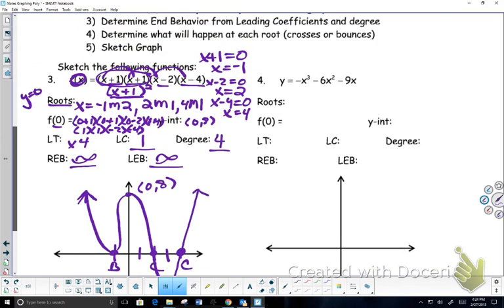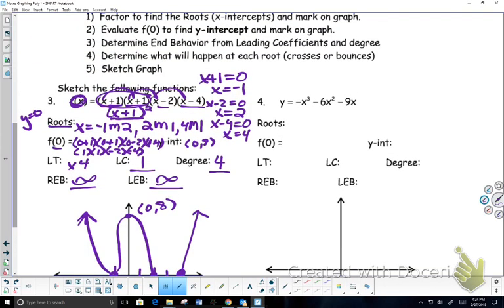So let's look at the next one. That first one was factored for us. You'll notice this next one is not factored for us. I'm going to factor out a negative x. So that's going to leave me with x squared minus 6x plus 9. This right here, I'm going to have to factor.